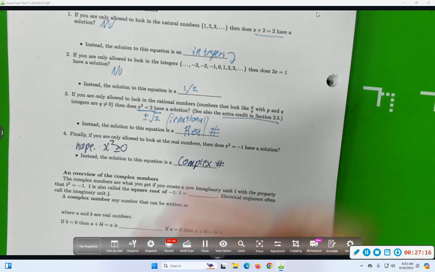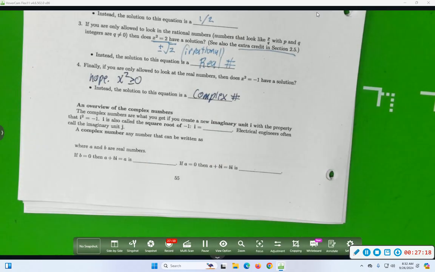I don't know, a bunch of you have seen complex numbers before. What is a complex number? What's an example of a complex number? Yeah, like there's this doodad that we'll call i.